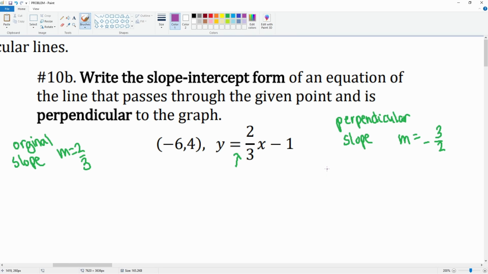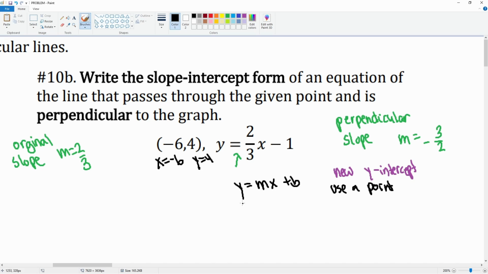Now we need to find the new y-intercept. To find the y-intercept, we can use the point. So we can write y equals mx plus b, x equals negative 6, y equals 4. So y is 4. The m, we're trying to find the new one, so it's negative 3 over 2, times x, which is negative 6, plus b. Okay. Negative 3 times negative 6 is a positive 18, divided by 2, plus b.